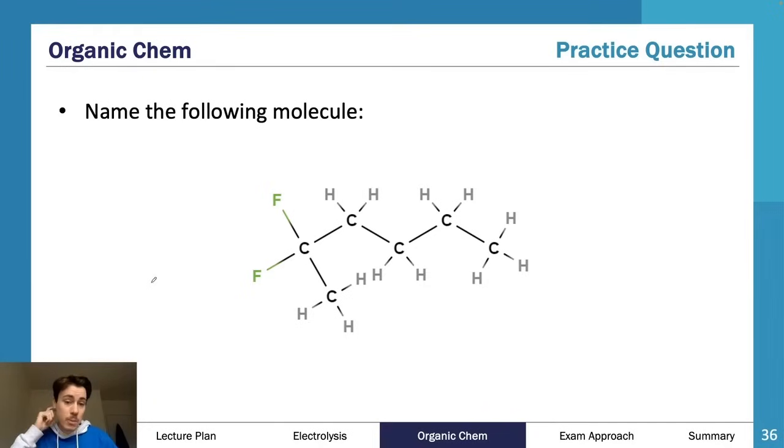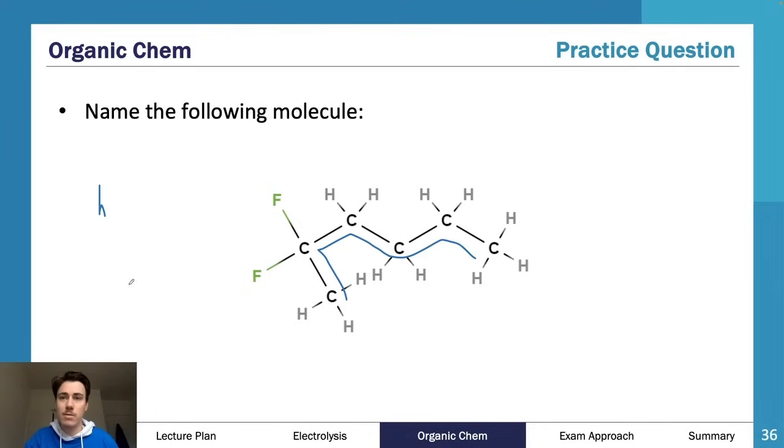Again, I want you to pause. 3, 2, 1. Have a go at naming this molecule. And hopefully you are back and you've had a go at this question. So again, longest chain, 1, 2, 3, 4, 5, 6. All right, I've got 6. So this is going to be hex.